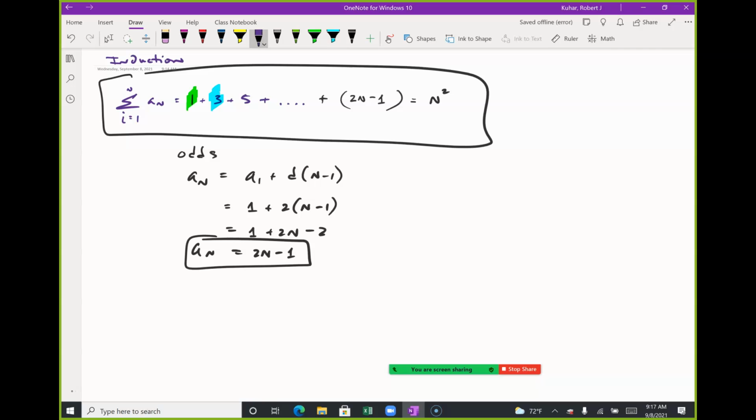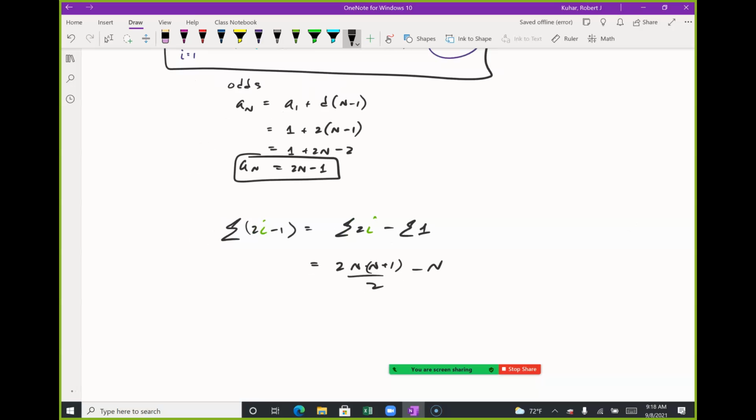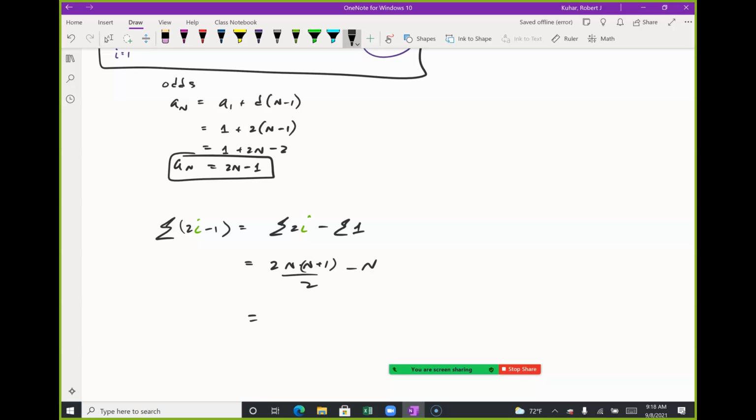Now your job is not going to be to come up with this, but you could come up with it, right? You could say that the sum of 2i minus 1 is the sum of 2i minus the sum of 1. So that's 2 times n times n plus 1 all over 2 minus n, right? So you can see here, my 2's are going to cancel. And then I'm going to get n squared plus n minus n, and then I get my n squared.